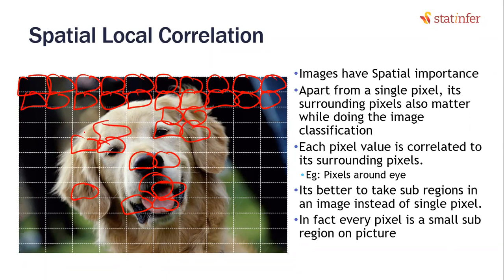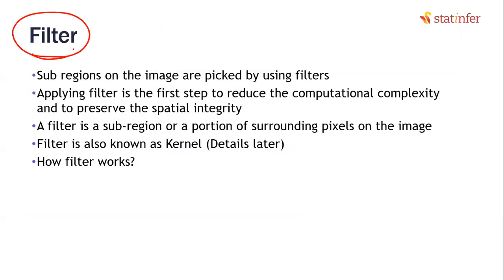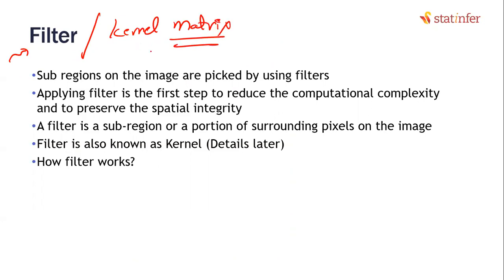Images have spatial dependence. How does CNN keep this local correlation, this interdependency of the pixels around a particular point? It uses a particular concept called a filter. CNN uses a concept called filter, which is also known as the kernel matrix. In simple terms, in the outside world, it is known as a filter.